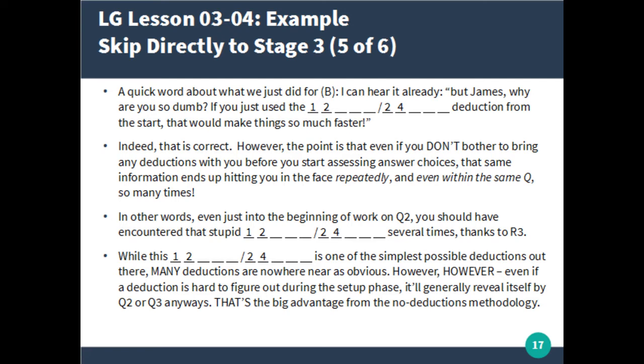But James, why are you so dumb? Why are you so slow? If you had just used the very obvious 1, 2, 2, 4 breakdown deduction from the start, that would make things so much faster. Yeah, you're right.